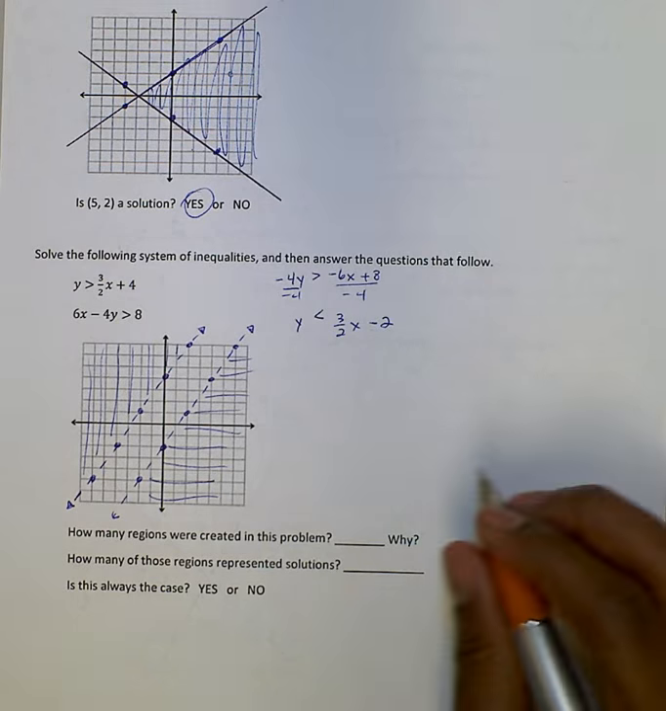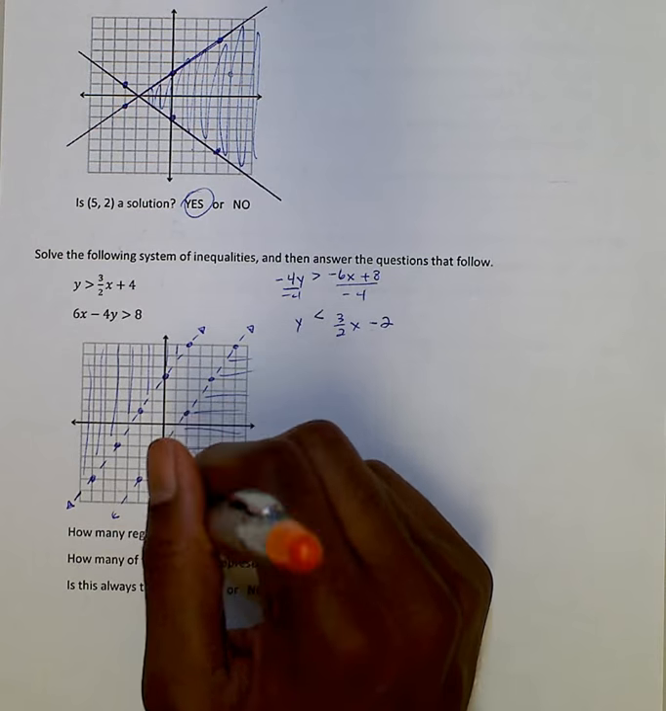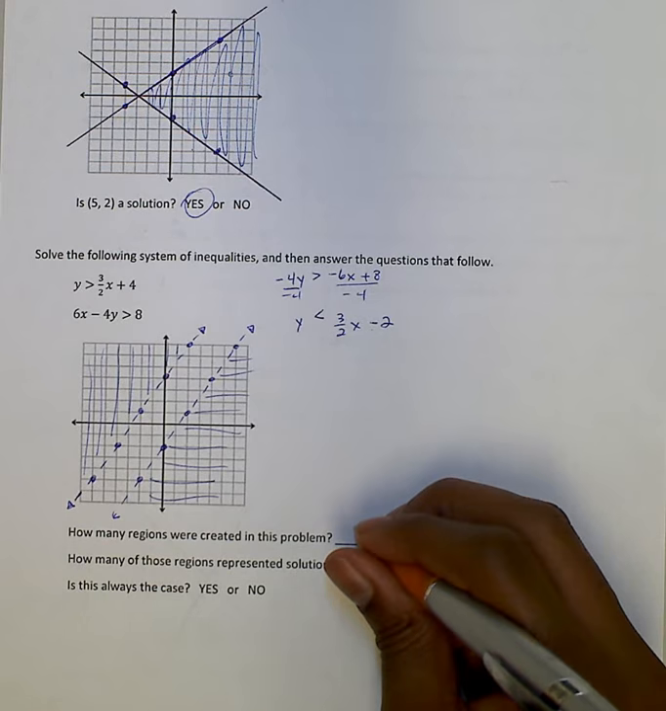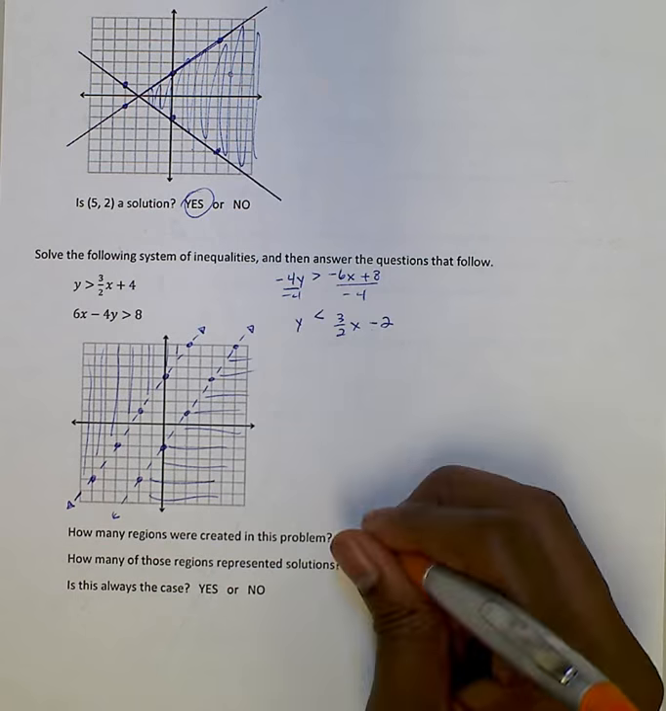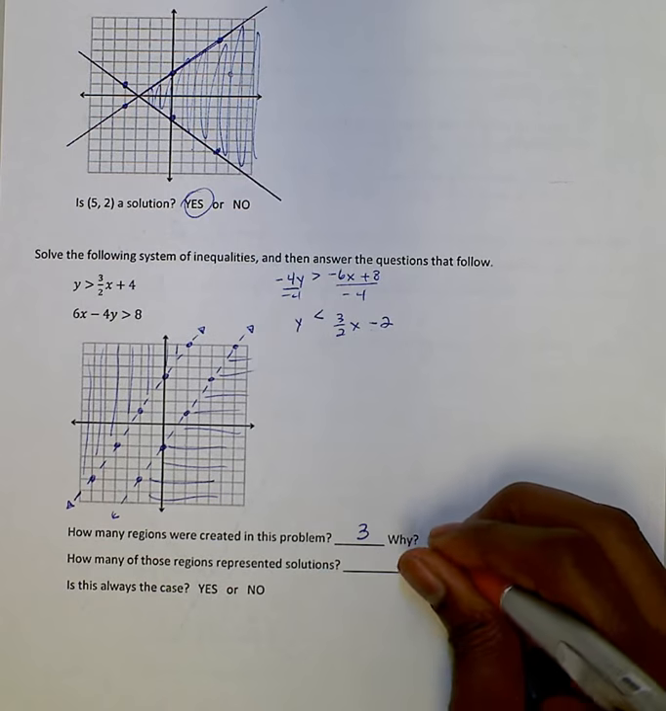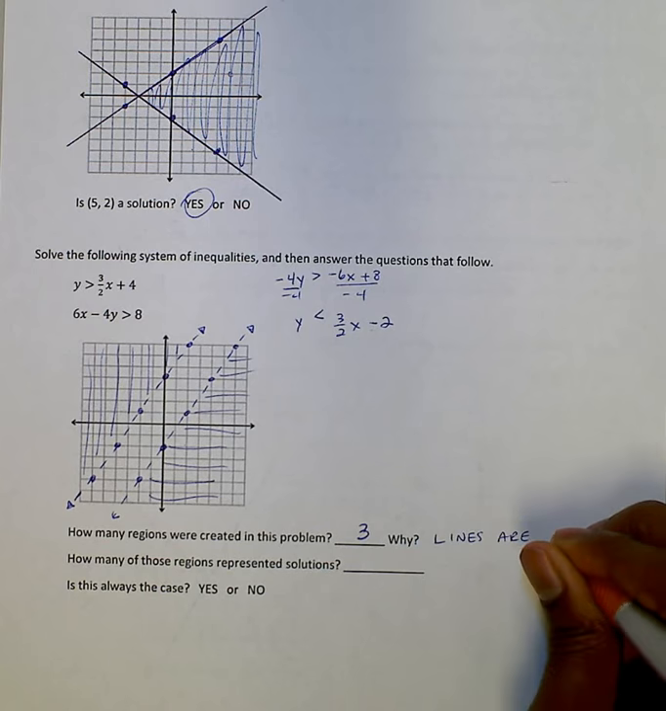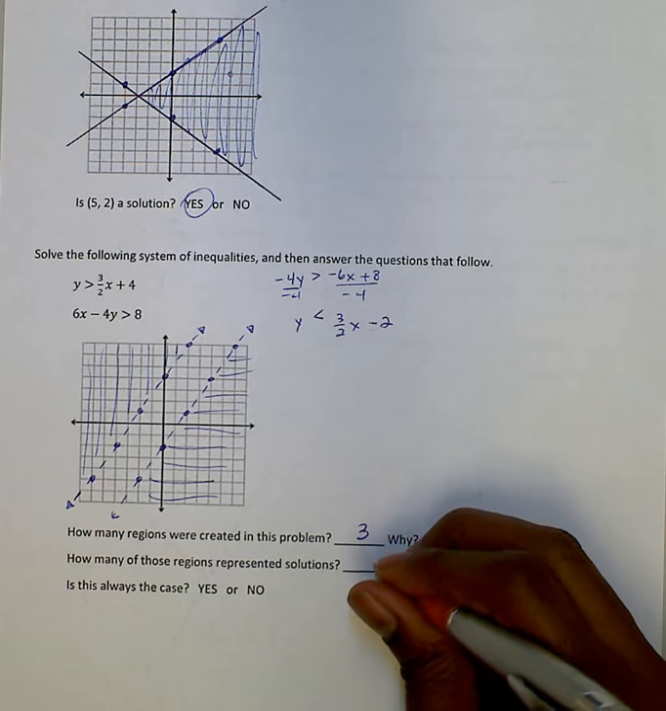How many regions are in this problem? One above, one below, one above, one below. There's four, let's say there's actually 3 regions. We see one region here, one here, and one here. Why? Because the lines are parallel. How many regions represent solutions? Zero.